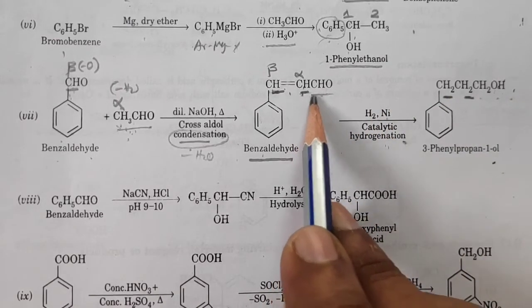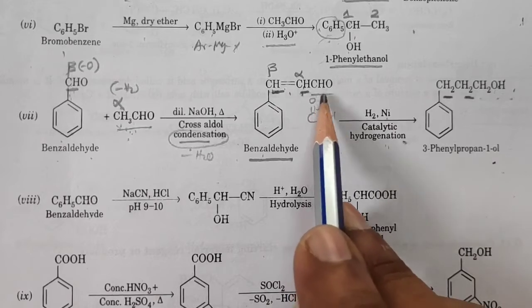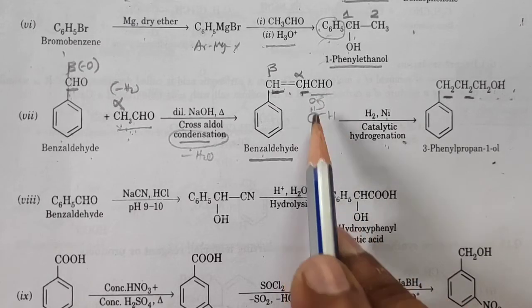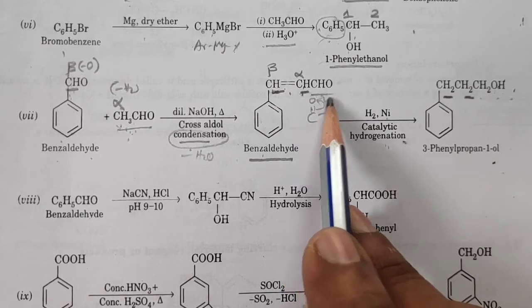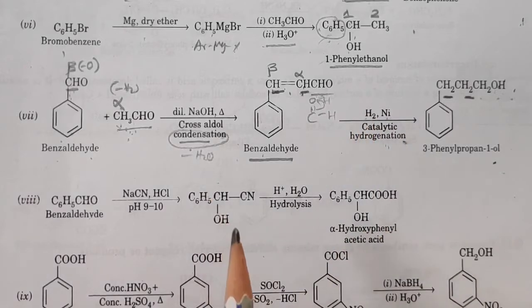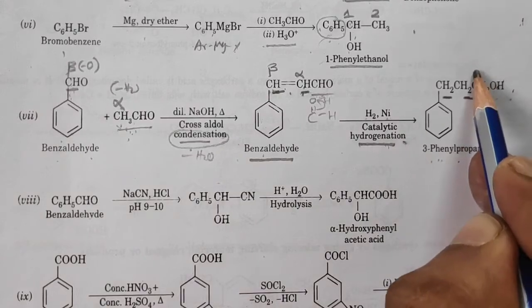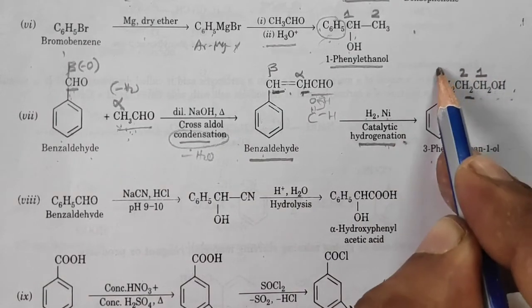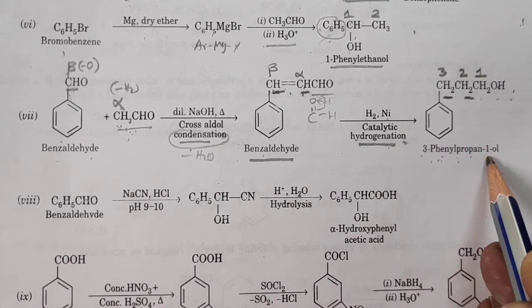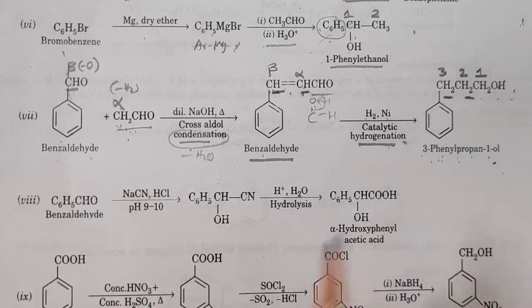Means what? C double bond O and H was there, no? See, oxygen will take the electron pair. So what will happen in this case? Here H will get added from this catalytic hydrogenation. So 3 phenyl. 3 phenyl means this is 1, this is 2, and this is 3. So 3 phenyl propane 1-ol, like this.